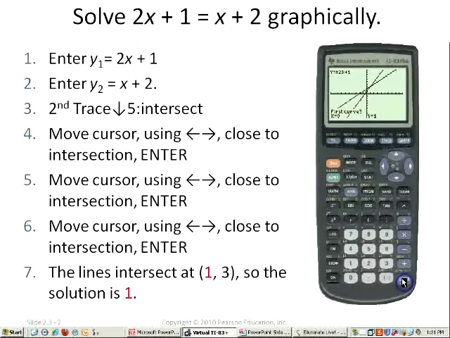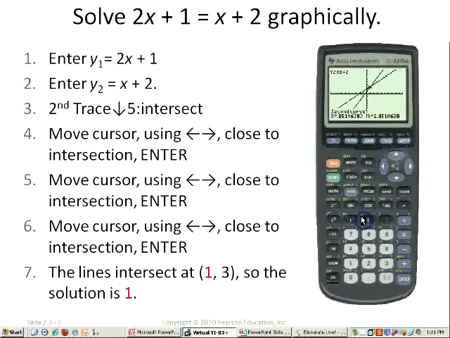The calculator is asking us for input. It says first curve question mark. Anytime you see a question mark here, it means it's waiting for you to tell it something. It's waiting for us to move our cursor close to the intersection. So we're going to use our side-to-side arrows and just move it close. Doesn't have to be perfect, just close.